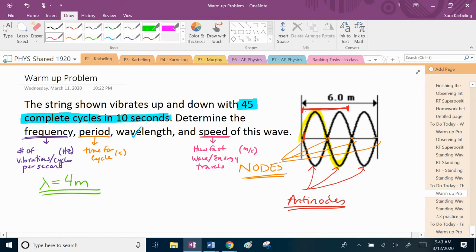Now we've got definitions for these things. Look carefully at this thing highlighted in blue. I'm going to give you 30 seconds to talk to your table. You need to figure it out. What is that, 45 complete cycles in 10 seconds? What does that represent? Go, go, go. Have a conversation right now.